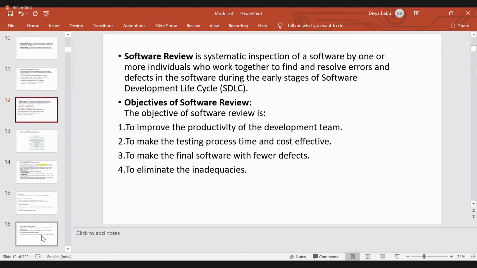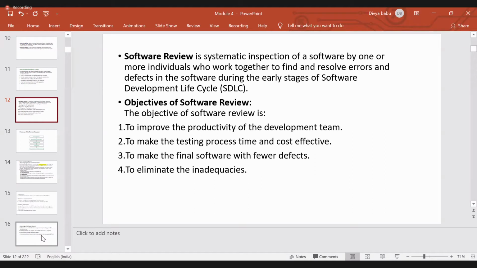Software review is a systematic inspection of software by one or more individuals. Maybe there is a panel. They are inspecting your progress in a systematic way to find and resolve errors and defects in software. If there are any errors or defects, they can find them during the review process, during the early stages of the software development lifecycle, SDLC.